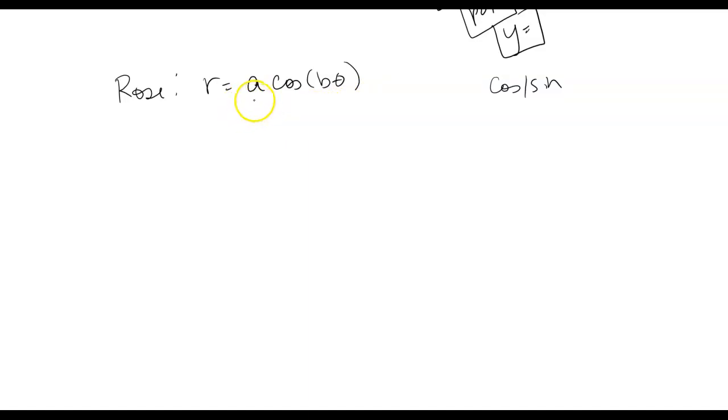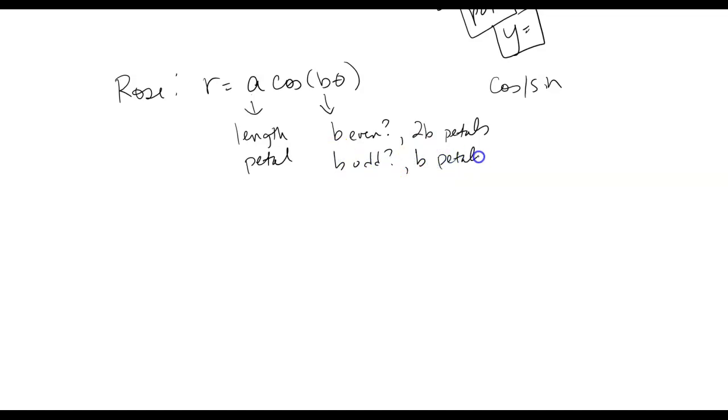what's going to happen is the A and the B are very significant. The A right here is actually going to be sort of the length of the petal that you see on your graph. And the B right here is going to tell you how many petals you see. Now, what's weird about it is if B is an even number, then you need to double whatever is there, and that's how many petals you're going to have. So if B is even, you're going to have 2B petals on your flower. If B is odd, then you're going to have, that's very literal, B petals on your graph.